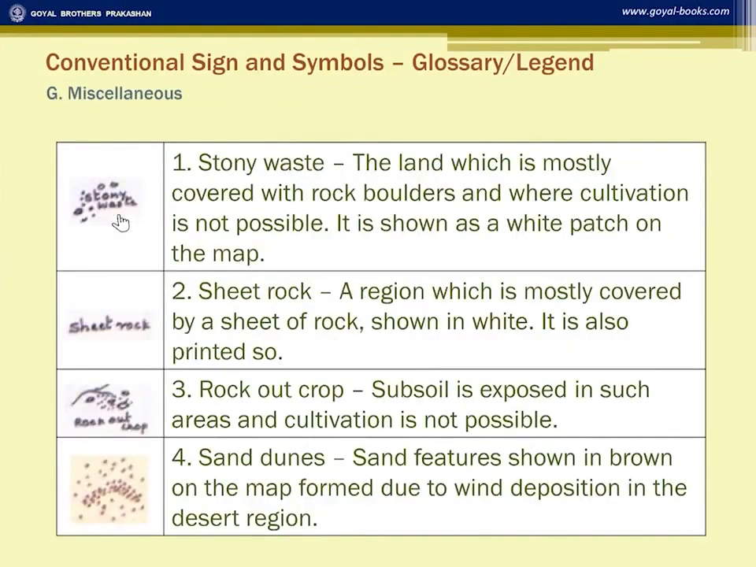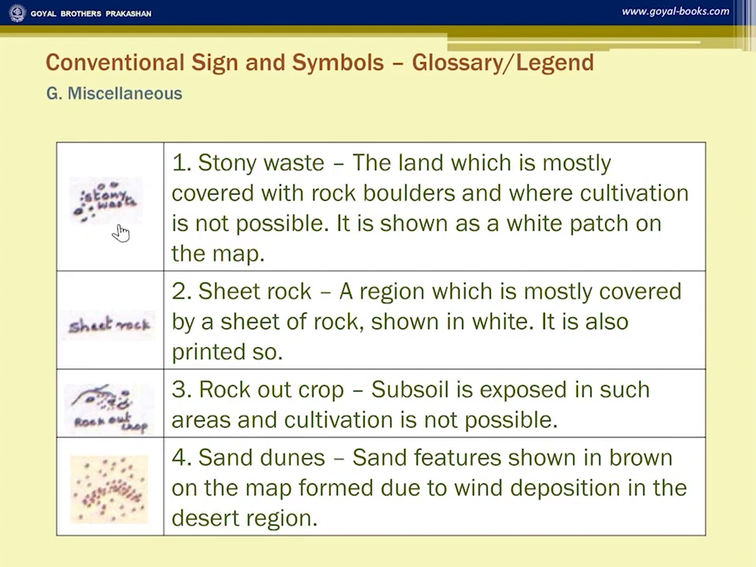Now, sometimes you see these terms: stony waste, sheet rock, rock outcrop, sand dunes. Rock outcrop is written there in the same wording. Sheet rock is written there. What does it mean? You must remember to study this in detail, learn it by heart. The land which is mostly covered with rock boulders and where cultivation is not possible is shown as a white patch on the map.